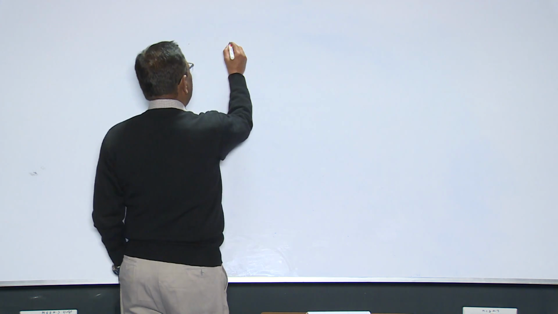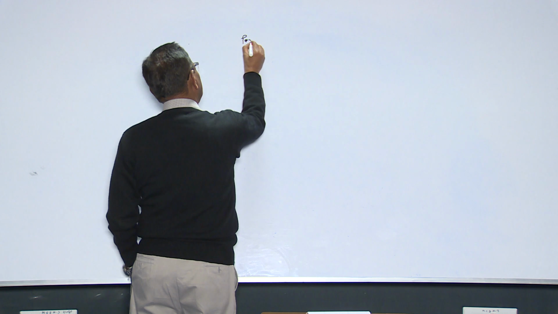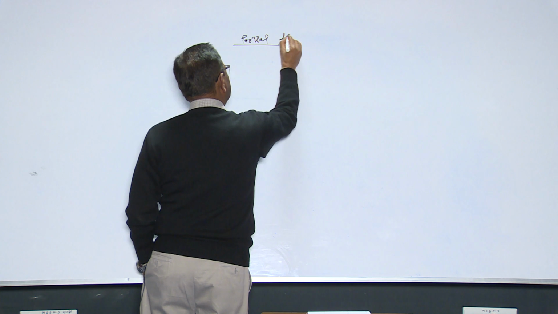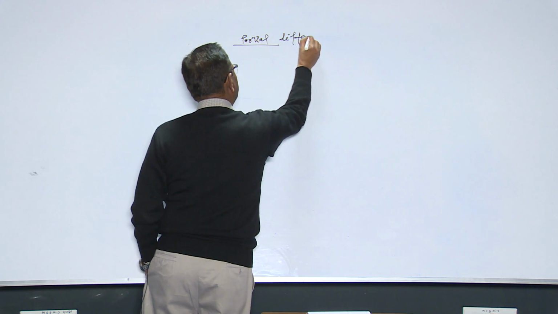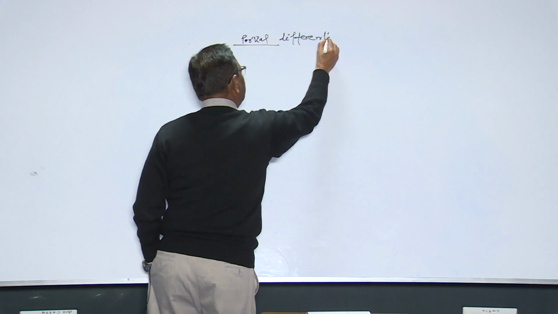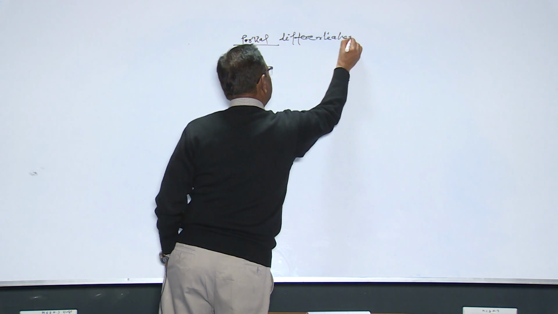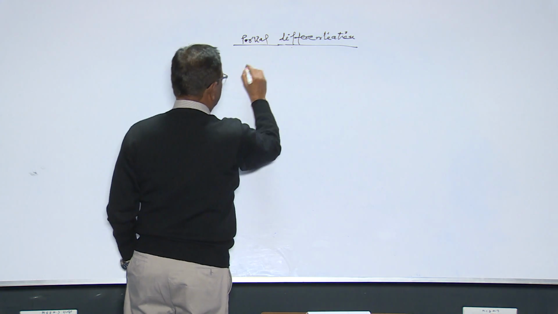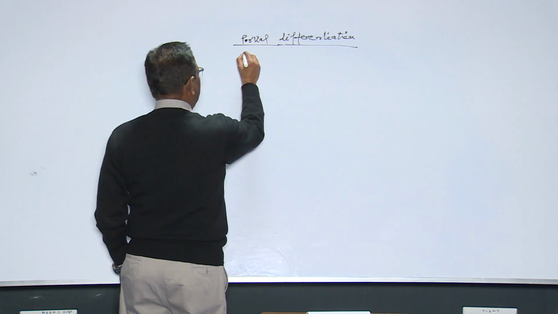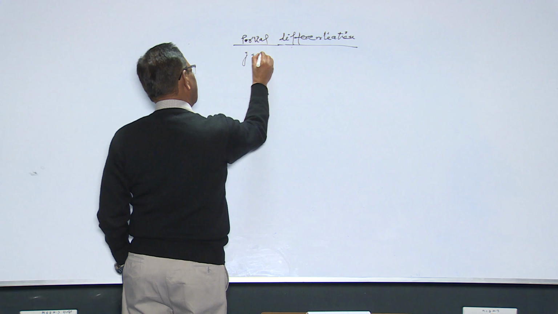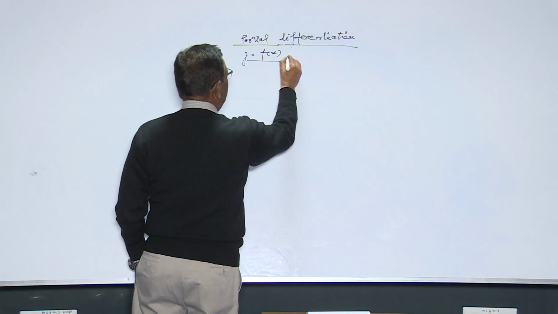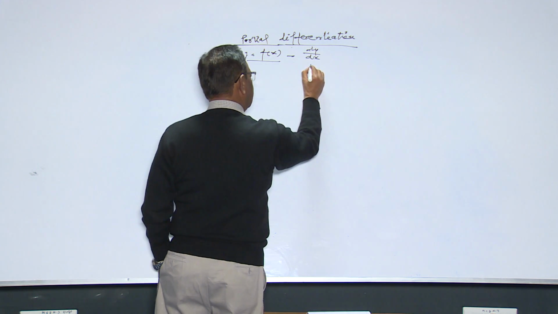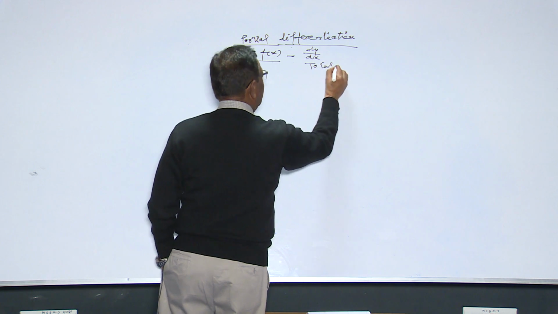Partial differentiation. What is the need of partial differentiation? Actually, when y is a function of x, we find dy by dx. That is called the total differentiation.